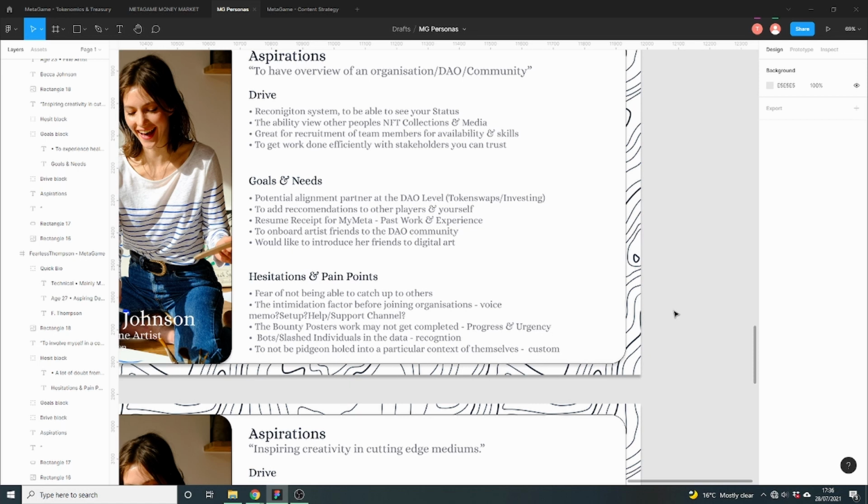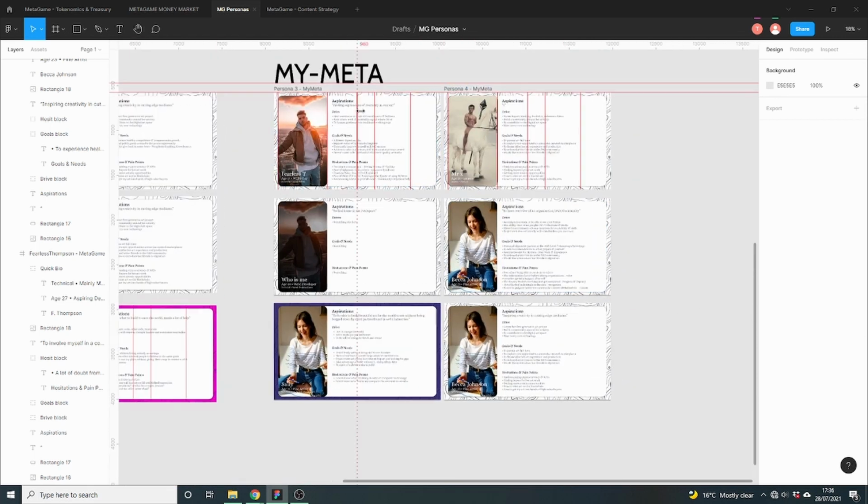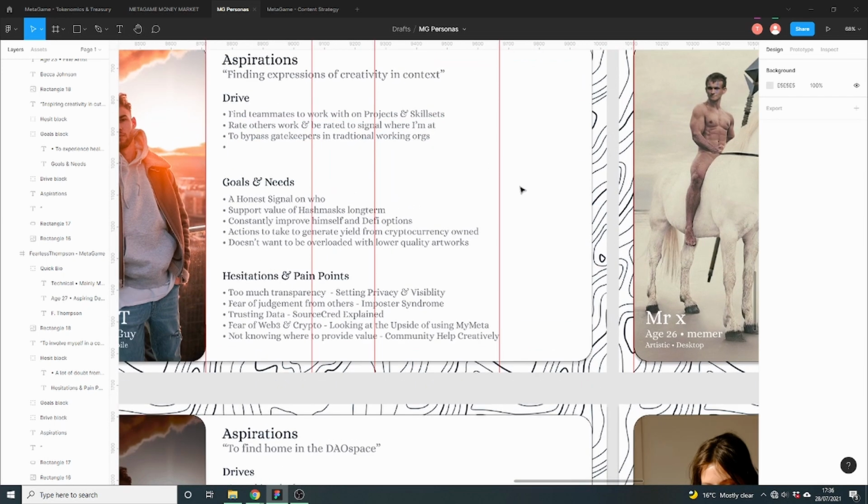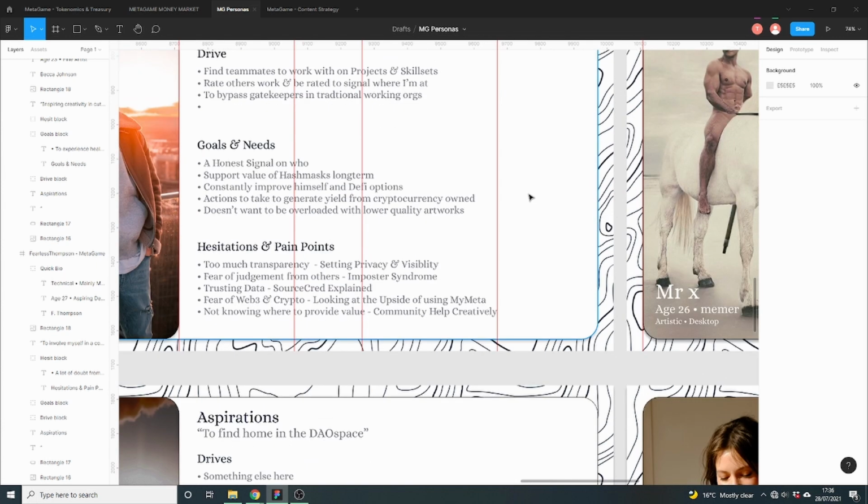Other things such as slashing individuals in regards to the data, so that could be bots or people who rage quit out of DAOs and things like that. Maybe they don't want their information in a pertinent place and they want that privacy and visibility reduced, and things such as that. The reason why it's super important is because we all have our own reluctances and pain points, and we have to consider what they might be before we go ahead and start building out all of these incredible features that we're thinking of.